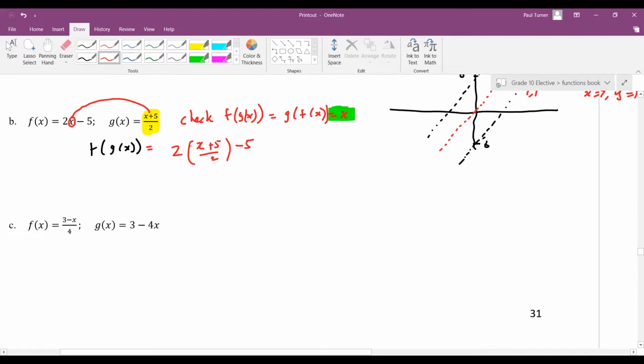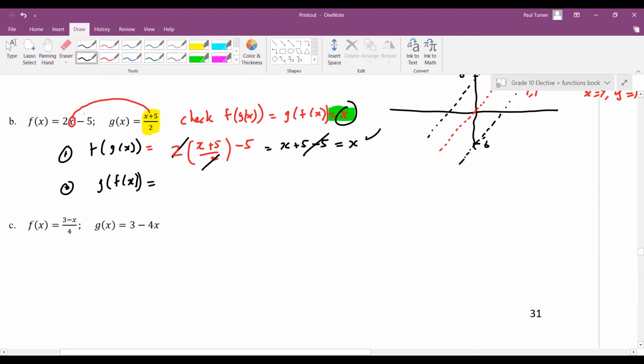So if you want to simplify this without expanding, that 2 will cancel this 2 because it's a multiplication, so it will cancel out. So you'll get x plus 5 minus 5. 5 minus 5 is 0. You'll get x. Good. Okay, we found x. So now we do it in the reverse direction. It should work. If it works in one direction, it should work in the other direction. So let's try that. So that would be g(f(x)).